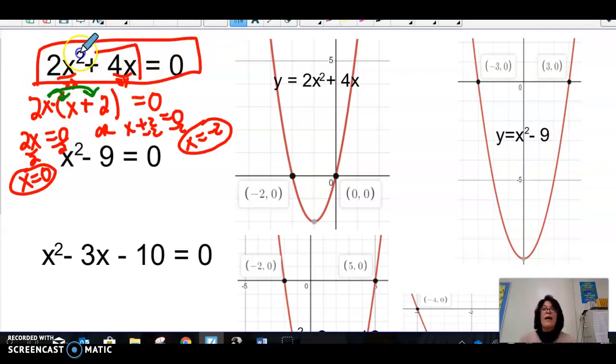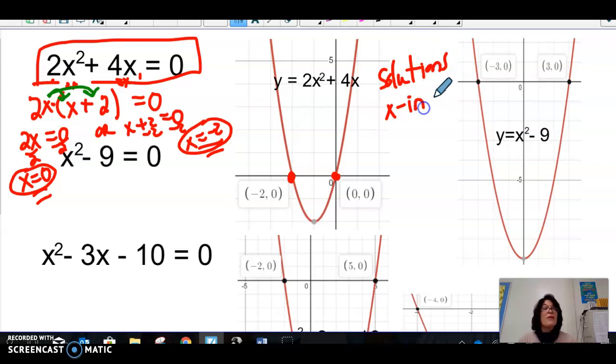Those would be the solutions to this quadratic equation. Graphically, if I graph y equals 2x squared plus 4x, I kind of squared in, didn't do that very neatly, did I? If I graph that, where does that equal 0? Well, at negative 2 and 0. Graphically, when I factor, I'm finding the x-intercepts. So the solutions to a quadratic equation are the x-intercepts when I graph it.